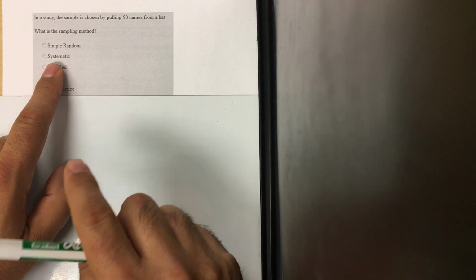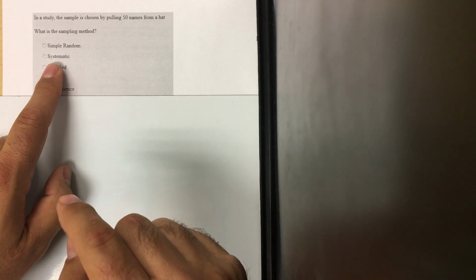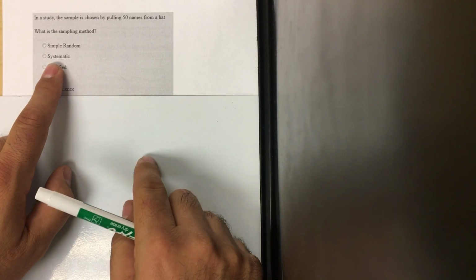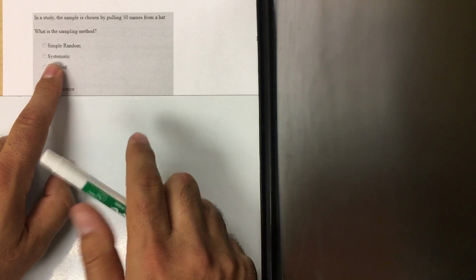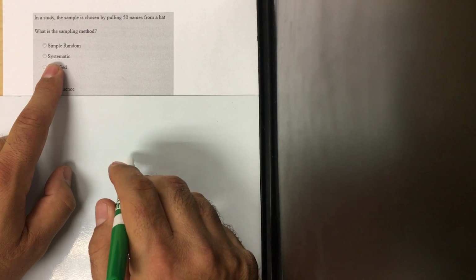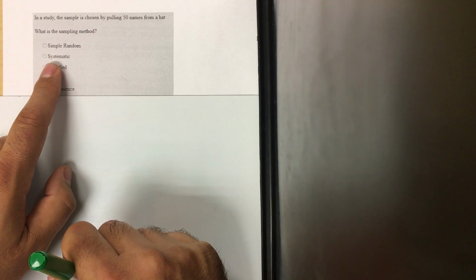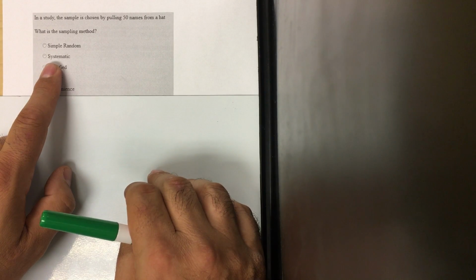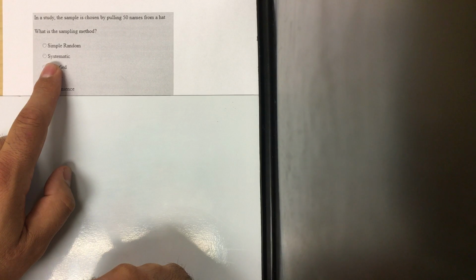Systematic. Systematic is when you have your population organized into some list, and then you have a method for systematically picking from the list. So for example, a phone book. If you had the population of Phoenix, Arizona in the phone book, and then you picked a random place to start in the phone book, and then maybe selected every 10th name in the book, then you would have a systematic sample. So you have an organized list, you randomly select where to start in the list, and then you have a method for moving from subject to subject in the list.